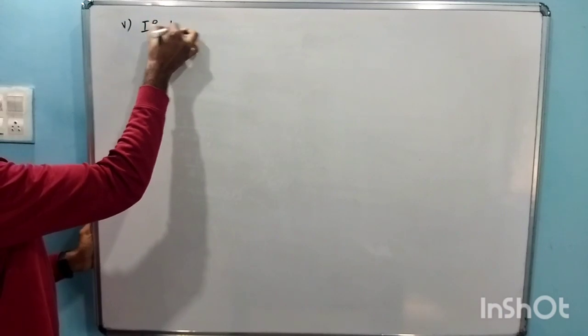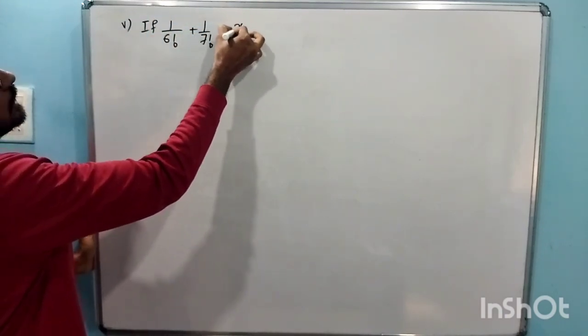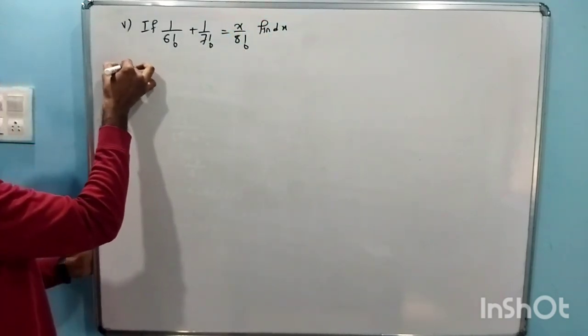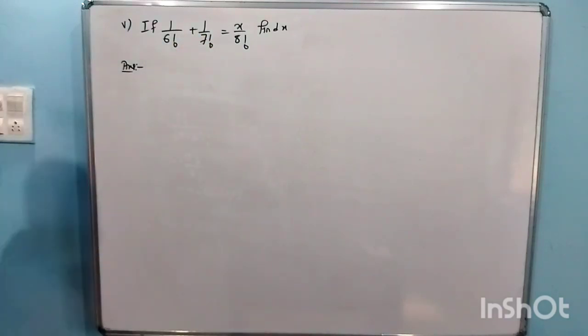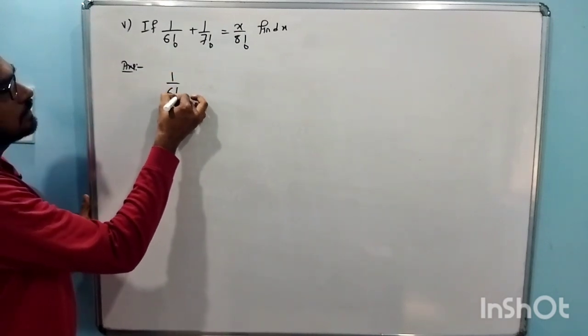If 1 upon 6 factorial plus 1 upon 7 factorial is equal to x upon 8 factorial, find x. So what we do? First write the question.